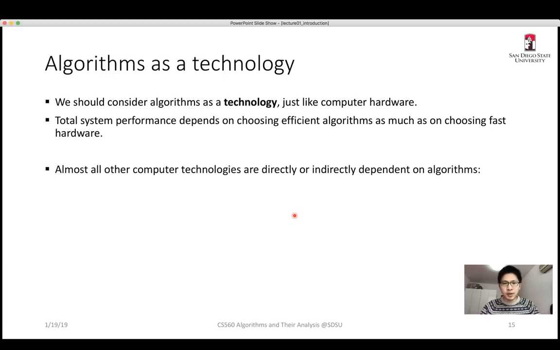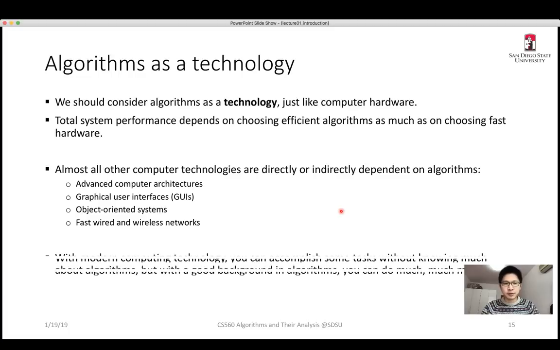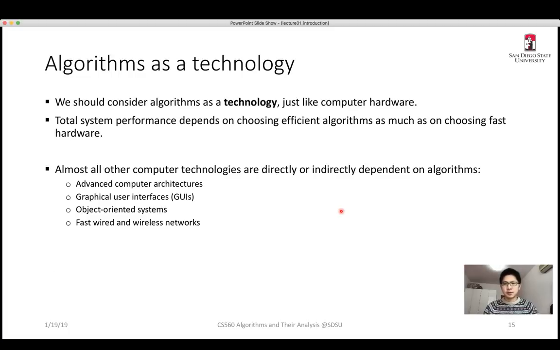And besides, almost all other computer technologies are directly or indirectly dependent on algorithms. I listed a few examples here, like advanced computer architectures, the design of the architecture of the computers, and the design of graphical user interfaces, and software systems like object-oriented systems, and the routing algorithms in wired or wireless networks. They are all dependent on the usage of efficient algorithms.